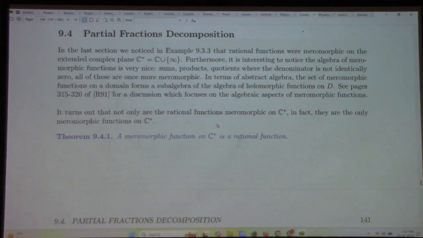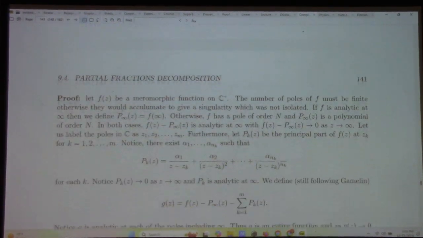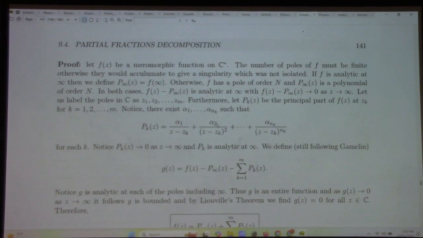The interesting thing is that not only are rational functions meromorphic on C star, which is C union infinity, they're actually all of the meromorphic functions. If you have a meromorphic function on the extended complex plane, it is a rational function. So that's kind of neat. The only way that you can have only poles, isolated singularities of finite order, at both finite and infinite points is to have a rational function. And the proof is here, which I'll run through quickly.